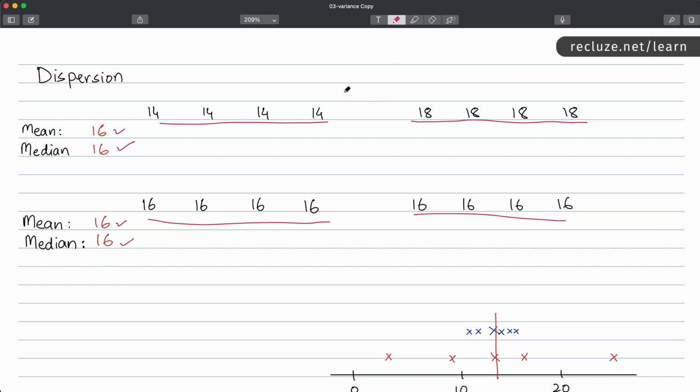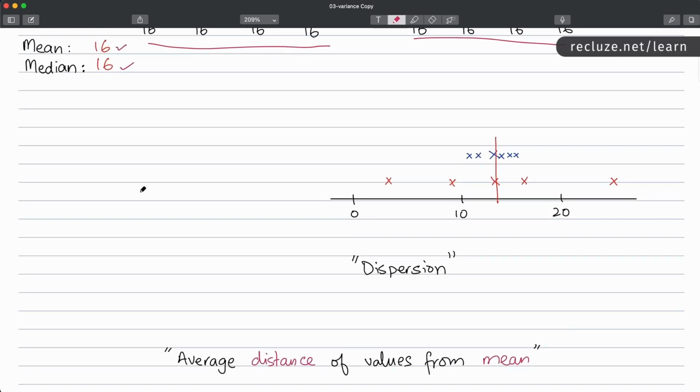This one has a lot of spread, whereas these are all the same, right? So we need another measure alongside a measure of central tendency which can measure the spread. So let's consider this in a little more detail because it's extremely important.